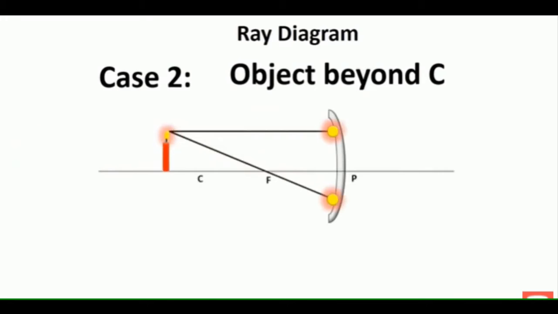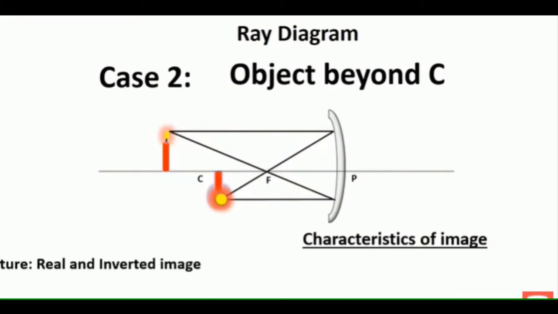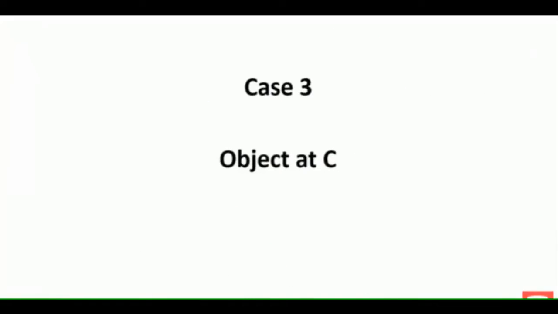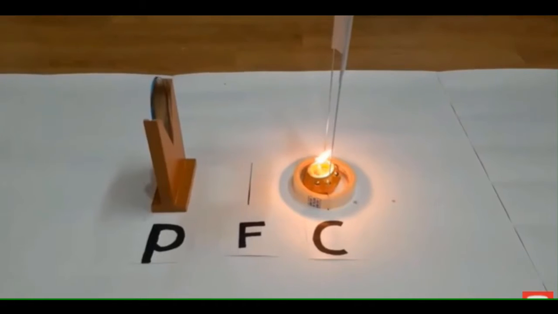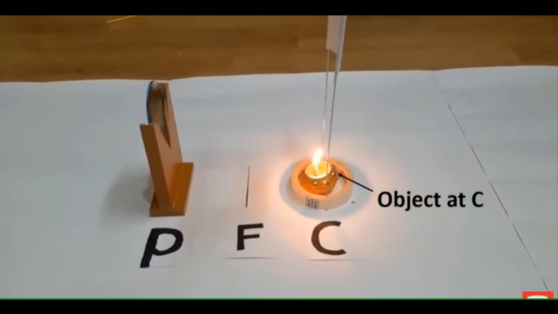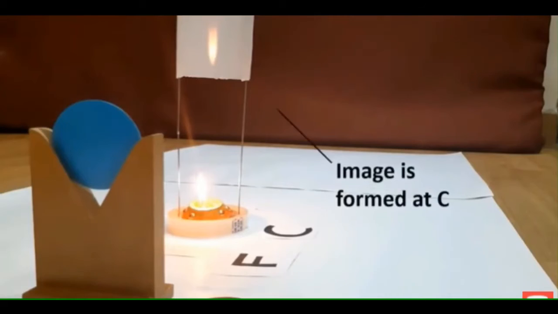So when you bring the object closer to the mirror, the size of the image increases. And in this case, again we are going to bring the object closer to the mirror. We will be able to see that the size of the image is equal to the object.